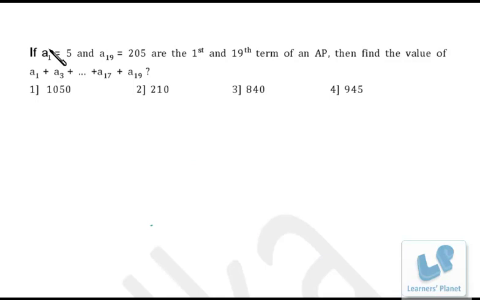Now friends, here the problem is based on arithmetic progression. If the first term is given and the 19th term is given, we have to find out the sum of this expression. So from these two we can find out the common difference of this AP. So A1 is 5, A19 is 205. So 205 is the first term plus (n minus 1), that is 18 into d. So d will be 200 by 18, or we can say 100 by 9.